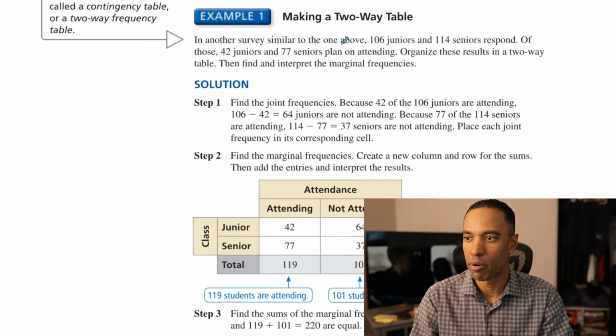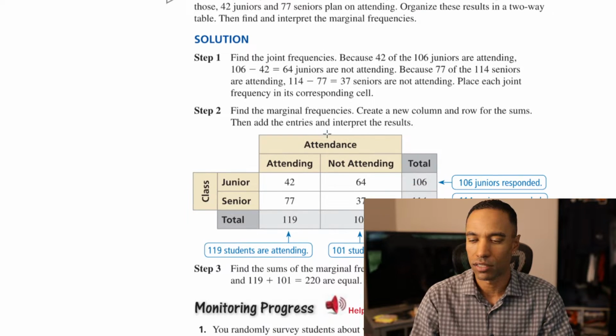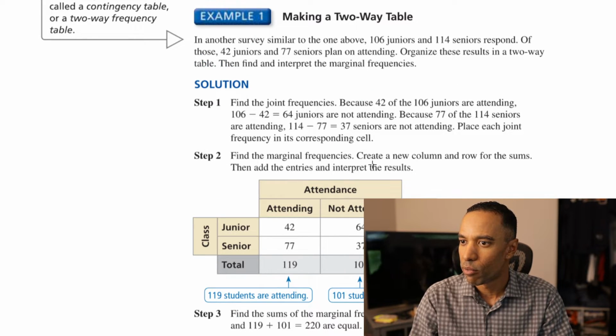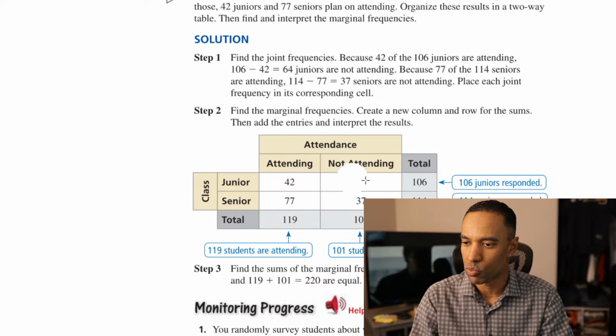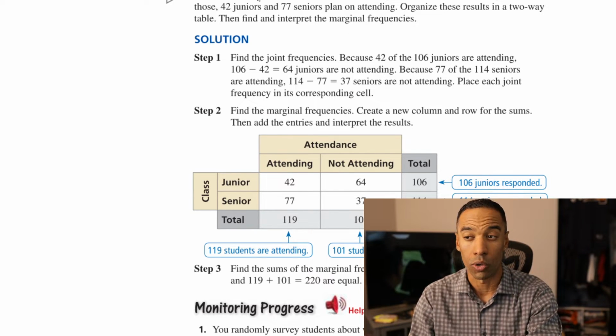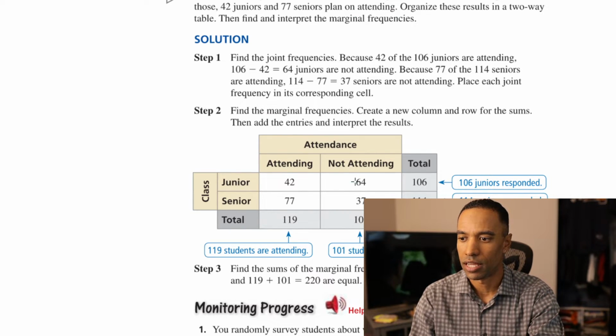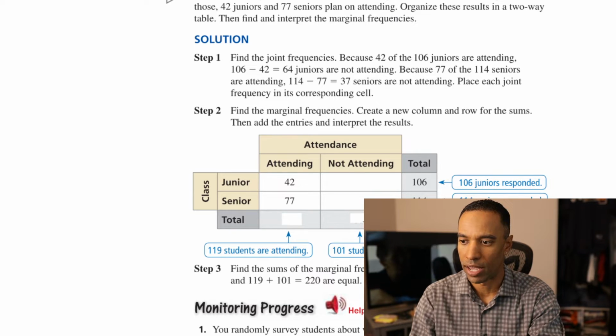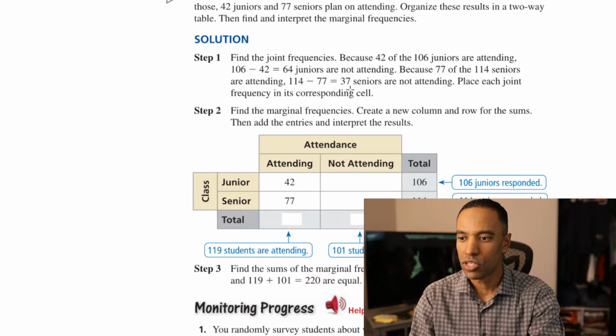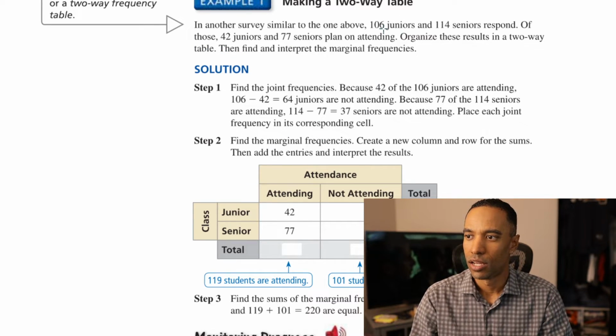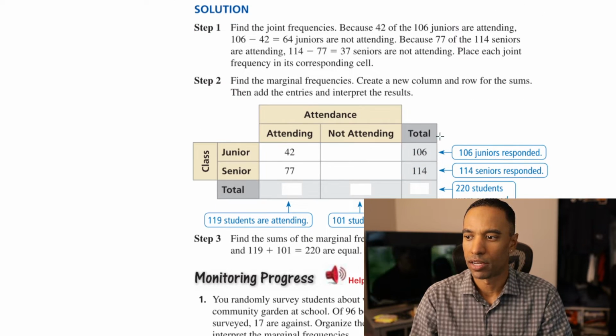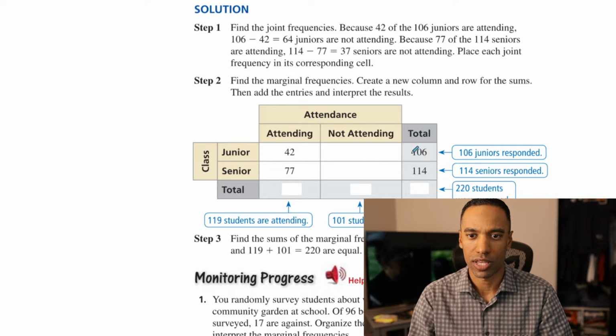So here's the interesting part about this. This is already pre-filled out, but let me work it out. What do they say? 42 juniors, 77 seniors. The numbers not yet known, technically, are these numbers here and these numbers here. I'll hide them in white. So this is all they told you, really. They said 106 juniors respond. So here you have the juniors, and the total's 106.